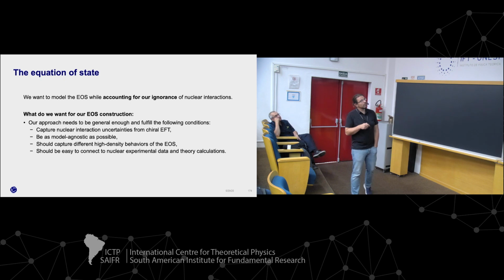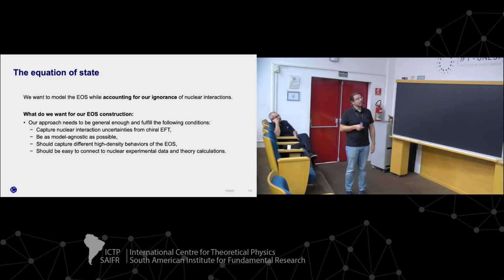If we want to describe neutron stars, we need to somehow describe the equation of state. And if we want to actually account for all of these facts, we need to have a very general one. So if we do a Bayesian analysis of data, we need some prior for the equation of state. And this prior needs to be general. It needs to capture uncertainties we have from chiral effective field theory or whatever at low densities. It needs to be as agnostic as possible to any assumptions we could make at higher densities, so it should include different high density behaviors.